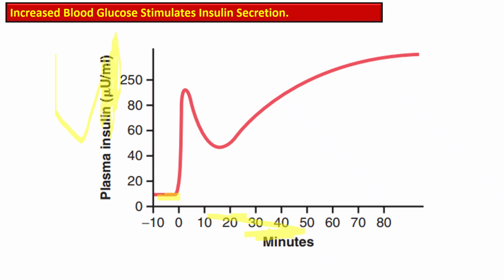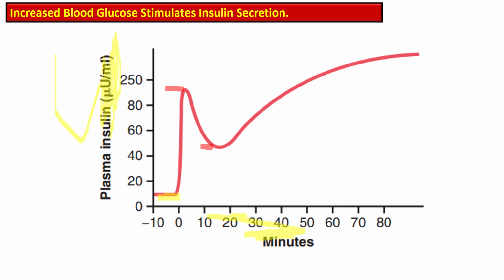In phase 1, there is a rapid spike in 0 to 5 minutes. There is a rapid spike in the insulin level that is close to about 90 microunit per ml, and this initial surge is due to release of preformed insulin from the beta cell. After this quick spike, insulin level drops to around 50 microunit per ml by 10 minutes, and then phase 2 starts.